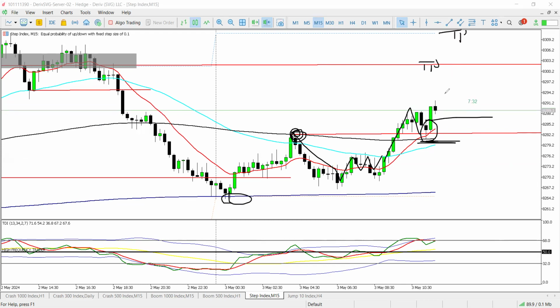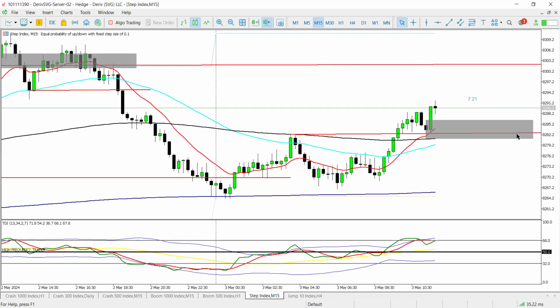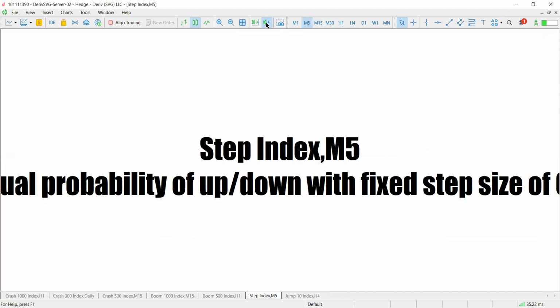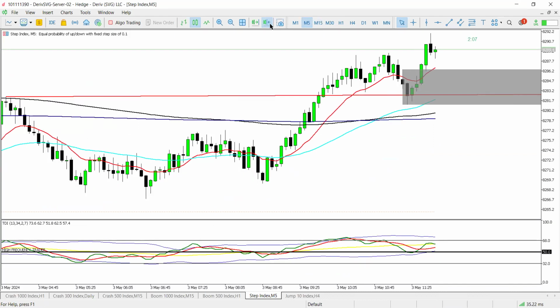What am I anticipating? I'm looking forward to a continuation buy. And I would say my buys will be valid as long as price does not break this level. That's where the buy which I'm seeing right now will remain valid until price comes below that zone. If you come below, then the setup becomes invalid. But at this point in time, if you're trading Step, I would advise you look for buys.